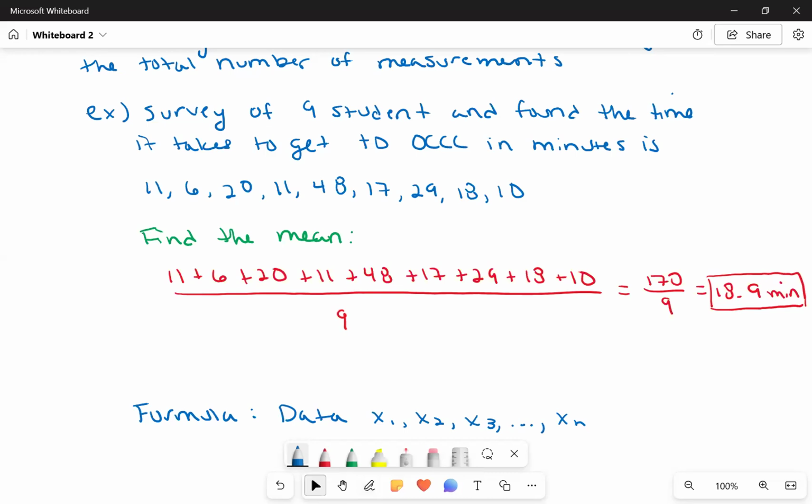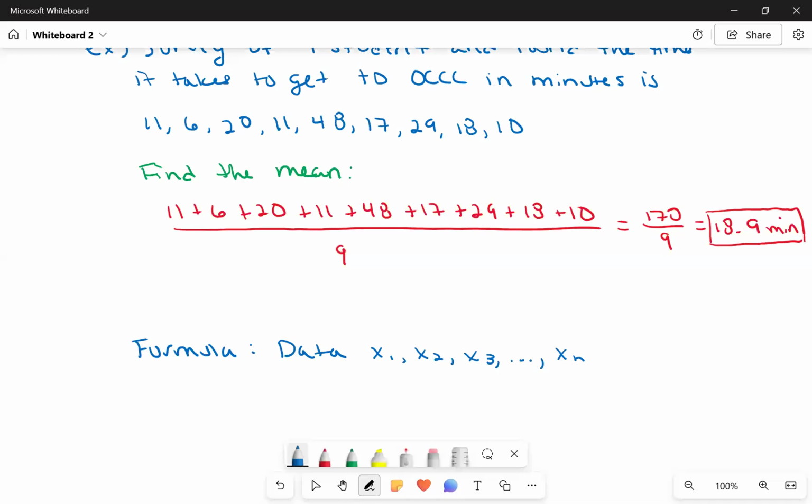And the formula itself is x bar, so x with a bar over it, equals x sub 1 plus x sub 2 plus x sub 3 plus, and you keep doing this pattern until you get to x sub n, and then you divide by the total number of data pieces, which is n, and that gives us the mean. So we use this symbol, x bar, to represent mean.